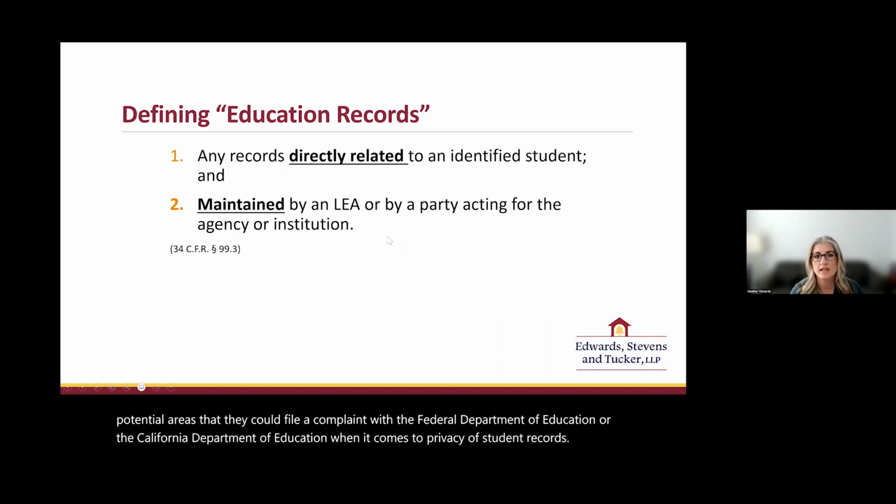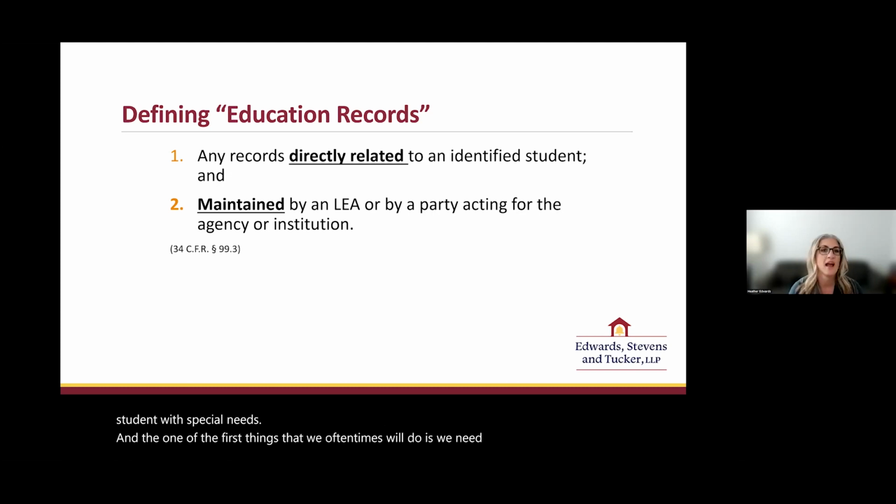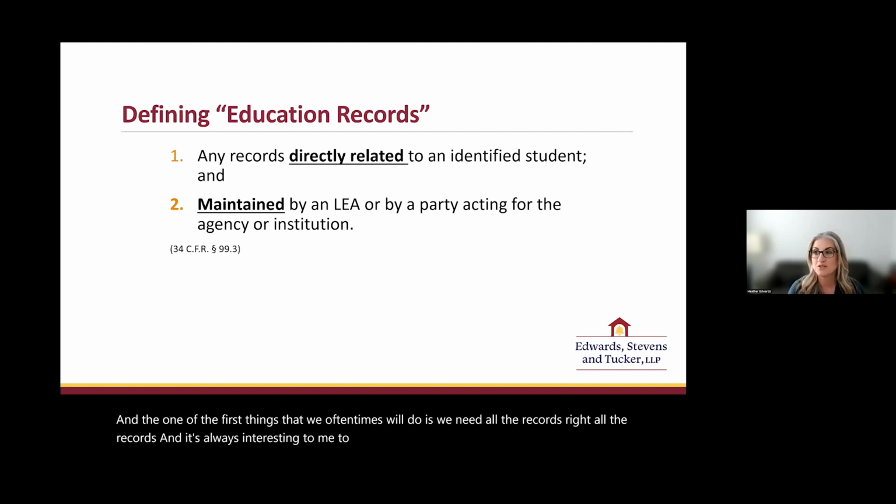So one of the first things to talk about when we're talking about educational records is, what are we talking about when we're talking about educational records? And this is always one of our challenges here in our office. Whenever we get a new case, a due process filing for a student with special needs, one of the first things we'll do is say we need all the records, right? All the records. And it's always interesting to me to see that maybe the student has been in special education for 8 years and the amount of records that we get is quite small.